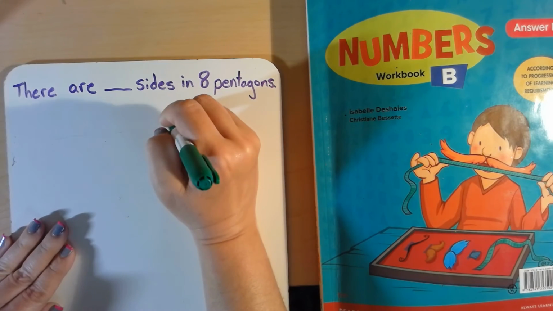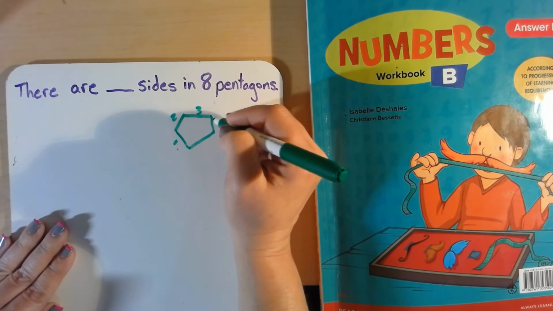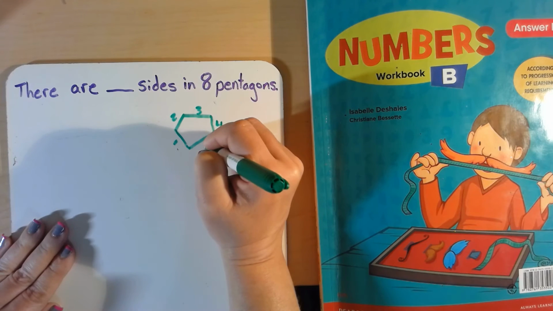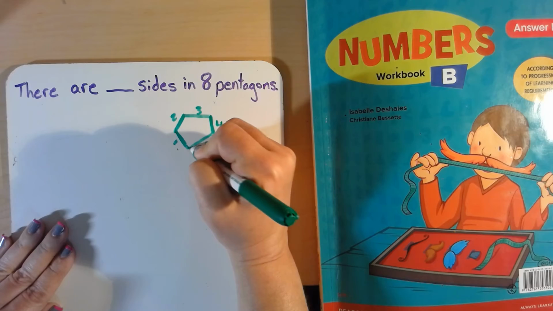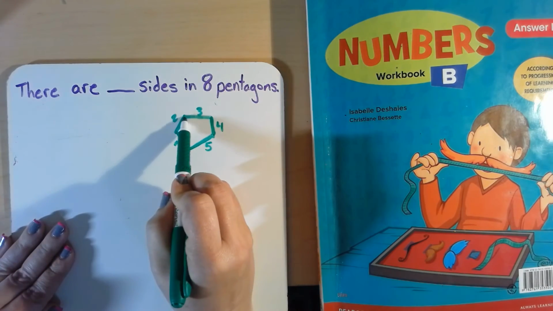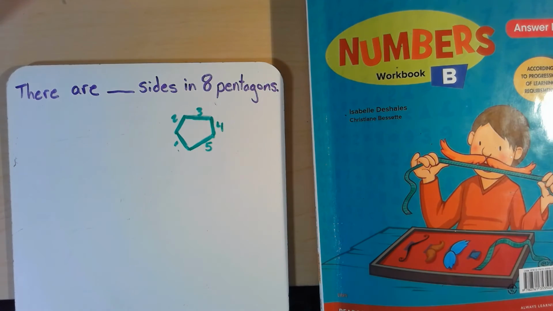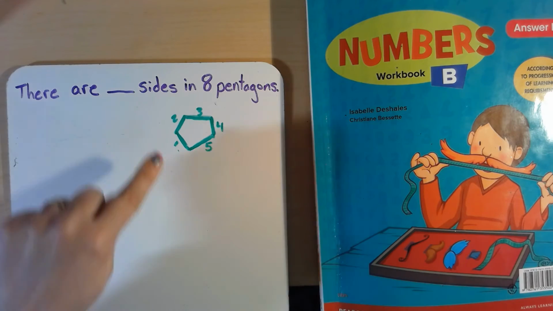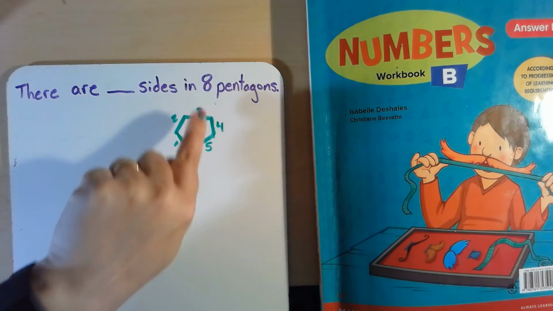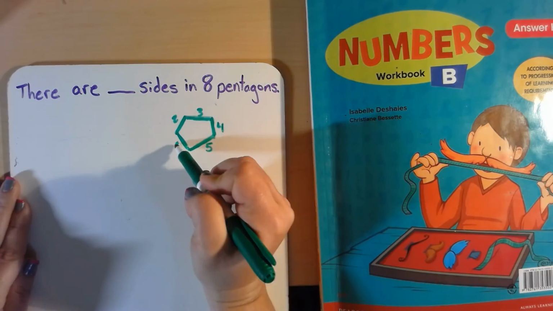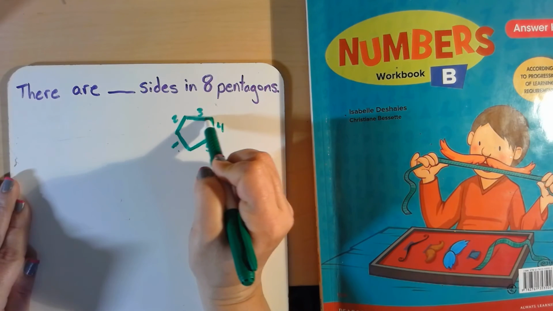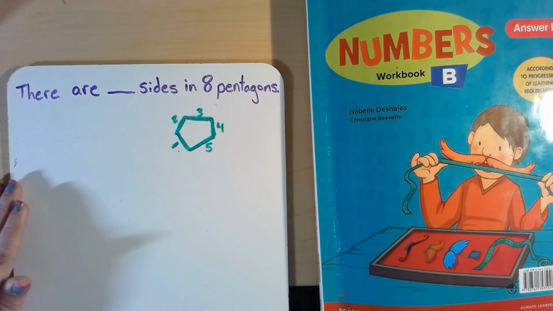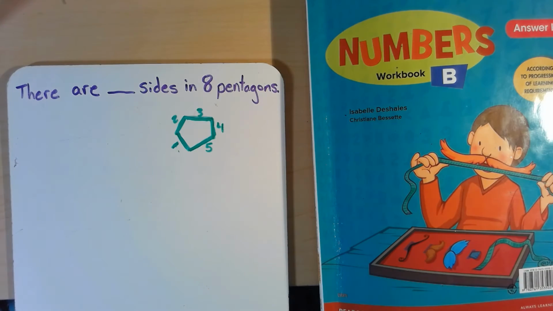One, 2, 3, 4, 5. 5 equal sides. That's not bad. So here's a pentagon. It has 5 sides. So a side is along the outside, right? So a pentagon is a shape, closed figure, 5 equal sides. Okay. But I want to know how many sides are in 8 pentagons.